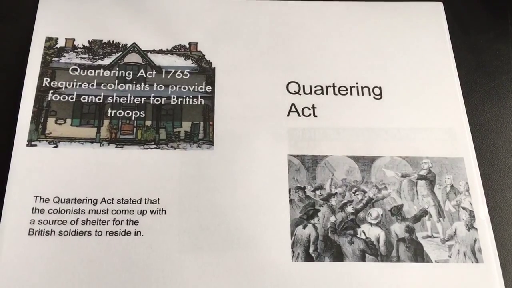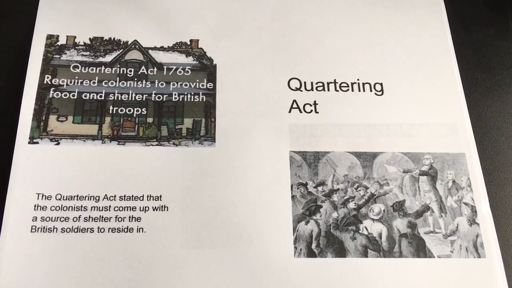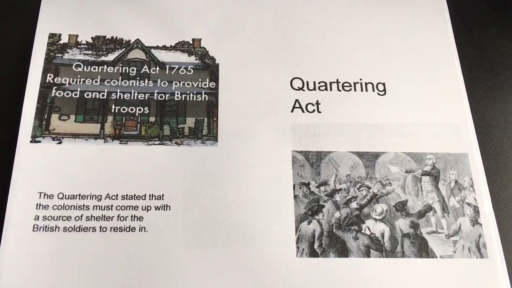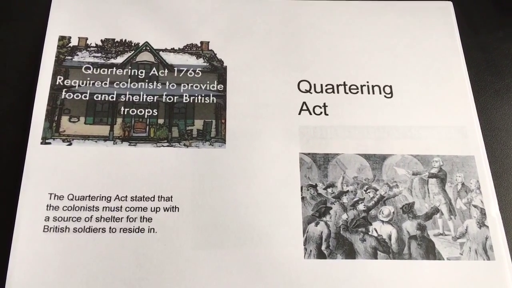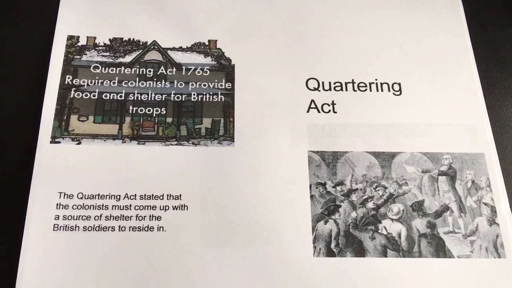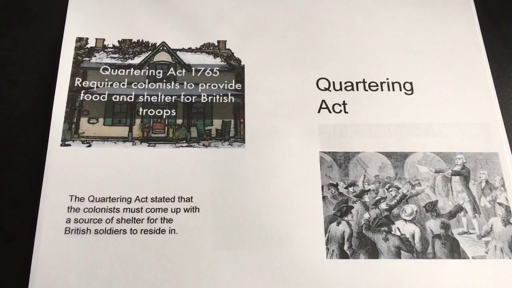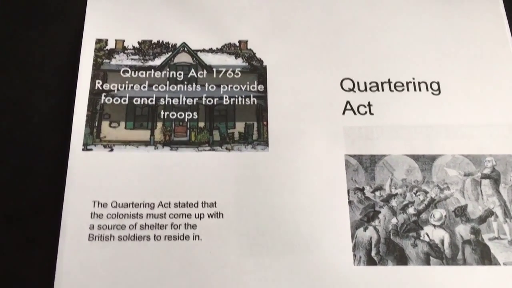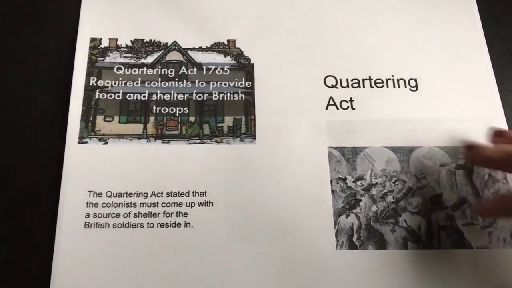The Quartering Act stated that colonists had to provide shelter in their own houses for the British soldiers to stay in America. There weren't enough of the colonists' homes to fit the soldiers. They had to build a source of shelter for them to live in. This aggravated the colonists since they had to provide for so many British soldiers that they didn't even volunteer to do.